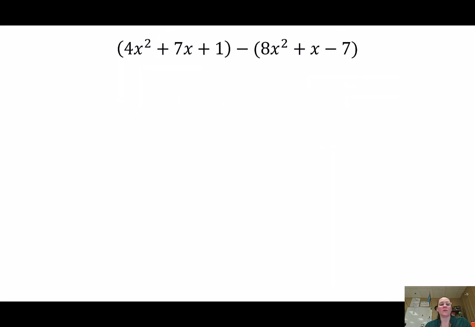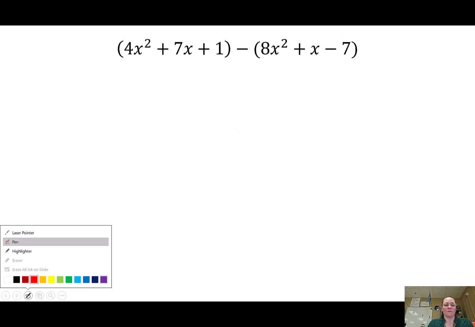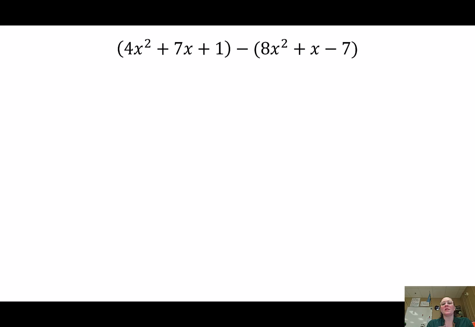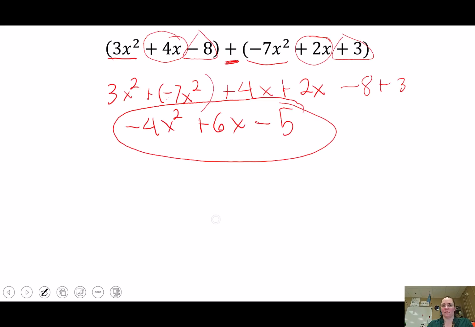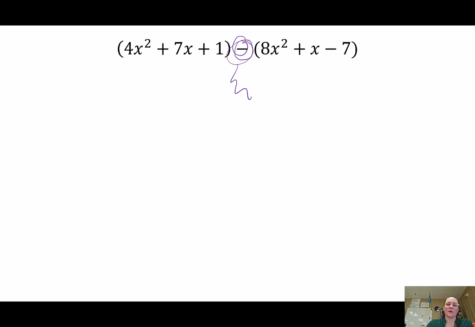Okay, let's look at another one. All right, so notice here, this one is subtracting. There we go. Sorry, guys, my pen decided. Okay. So again, I'm just going to take this term by term from the first to the second and see if I've got things that are the same. So we're taking 4x squared minus 8x squared.